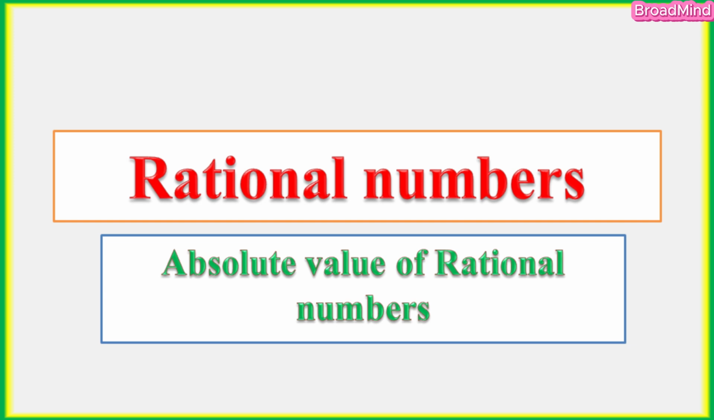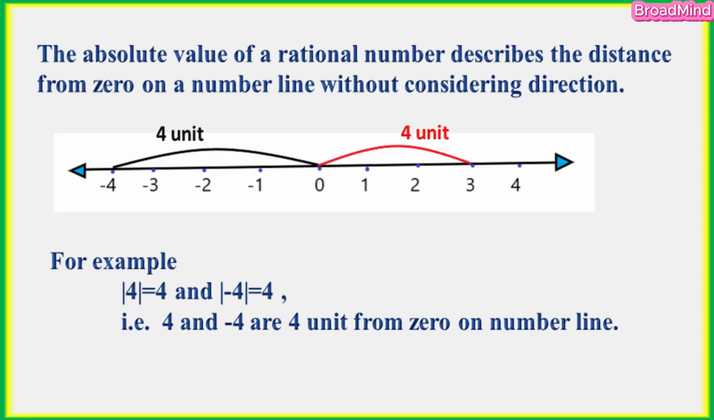Absolute value of rational numbers. The absolute value of a rational number describes the distance from 0 on the number line without considering direction. That means that for numbers on the number line, when talking about absolute value, we don't consider whether the number is found on the left side or right side, but we consider only their distances.